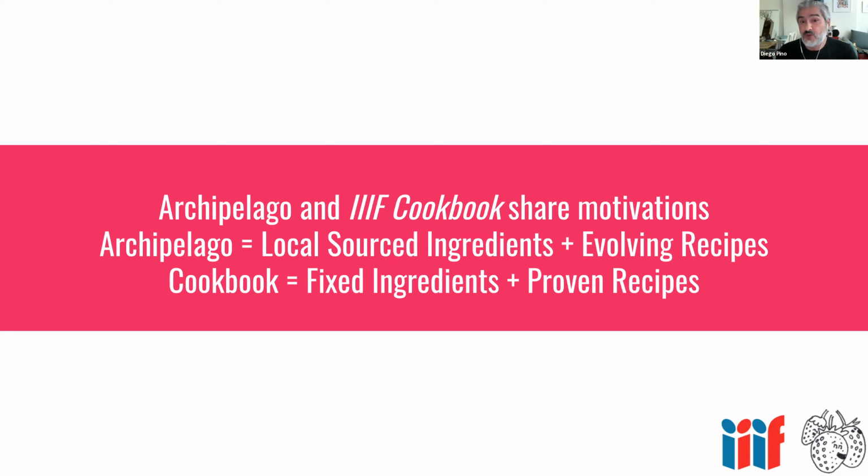Archipelago and the IIIF Cookbook initiative, repository, and page share motivations. Archipelago thinks about metadata as local source ingredients, and the recipes, the strict templates, are evolving. The Cookbook has fixed ingredients that allow you to go and test directly, and it has proven recipes. I would say the Cookbook is like dishes as output that you can immediately eat. In Archipelago, you will actually learn to cook, and it's a bit more experimental. You can eventually use the same cookbooks, or evolve your recipes and add more ingredients. Everything locally sourced and organic.